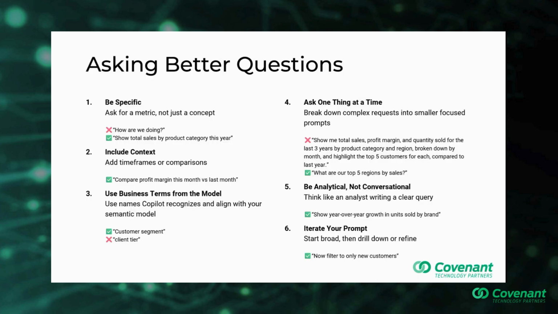So let's jump in first with asking better questions. Number one rule: be specific. The bad question example here is, how are we doing? That is not specific. How are we doing in what context is the problem that the AI model is going to have. So we really want to narrow this in, and it's prompt writing 101.